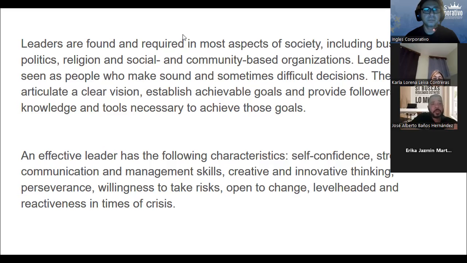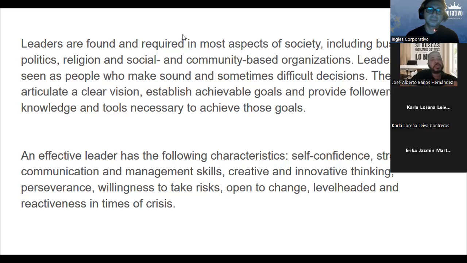An effective leader has the following characteristics: self-confidence, strong communication and management skills, creative and innovative thinking, perseverance, willingness to take risk, open to change, level-headed, and reactiveness in times of crisis. Okay, what did you get from this paragraph?